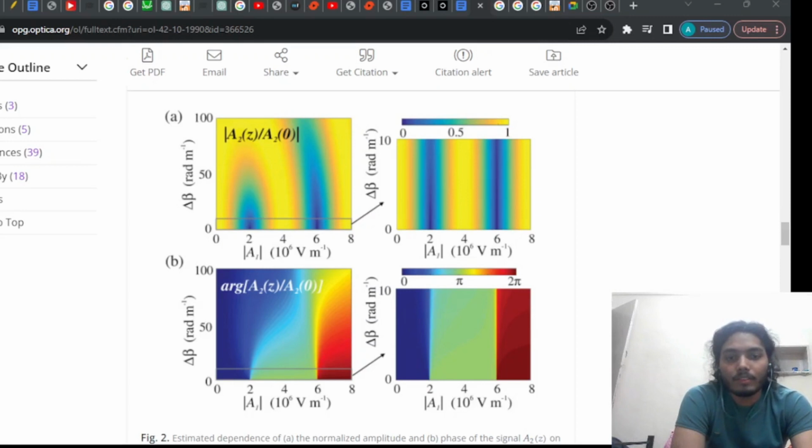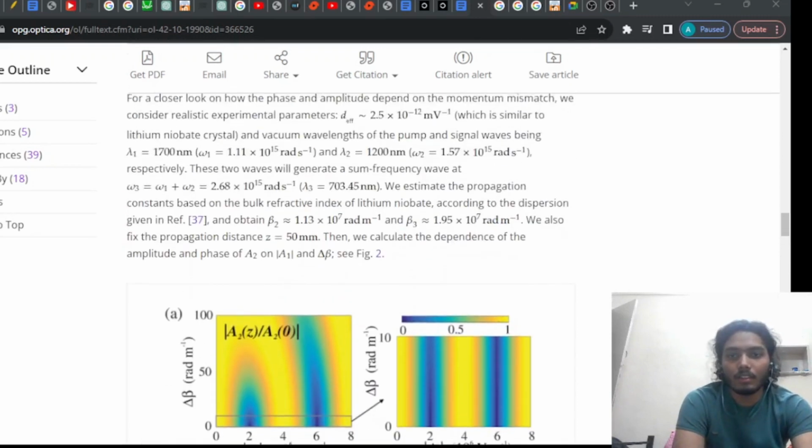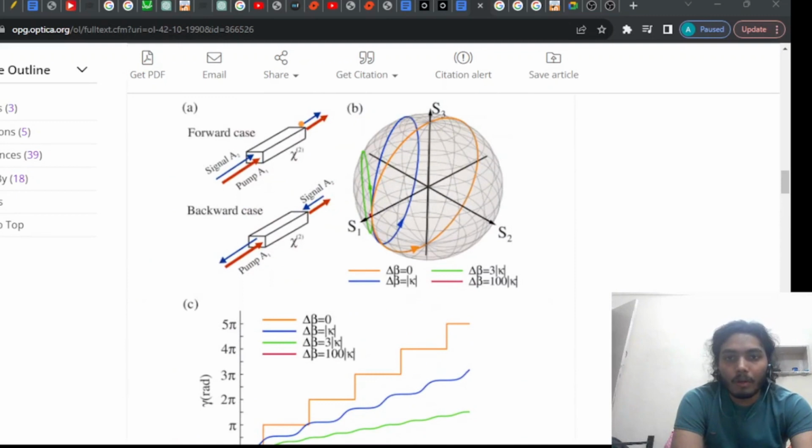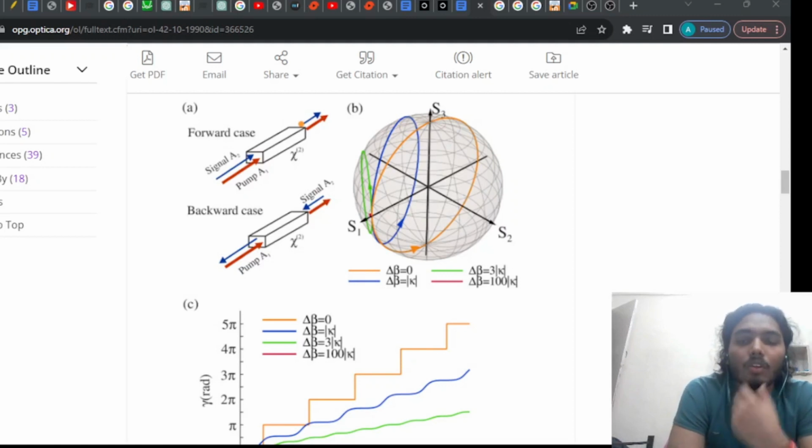So we have some geometric phase. But as delta beta increases, this geometric phase destructively interferes with itself and cancels down or goes to zero. So this direction of the pump signal plays a significant role, and this is the only thing that these papers talk about: that there is some non-reciprocity.